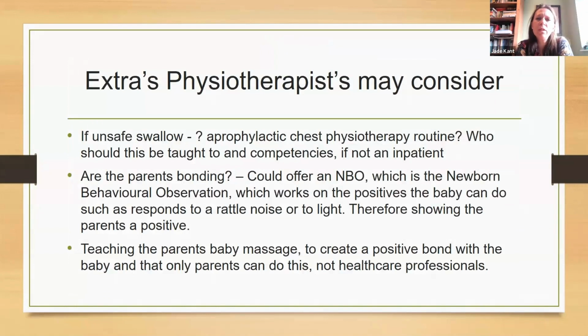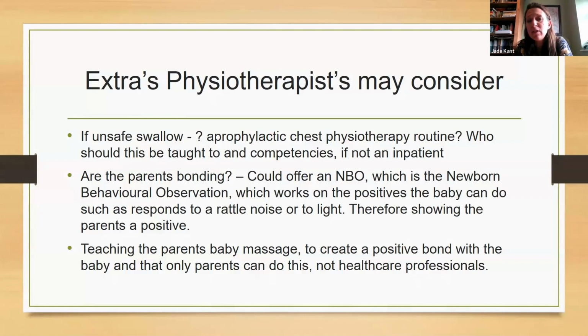The other things as a physiotherapist, we don't just consider the active movement. We've got to look at the child as a whole, and if they may have an unsafe swallow. And earlier on, Dr. Helen, you talked that your case study had chest physiotherapy. So do they need this? Does it need to become part of routine if they're an outpatient because they don't have a safe swallow? Who should this be taught to? Because obviously once they go home, who's going to be the predominant carer and who's competent enough to be able to safely be able to do this?